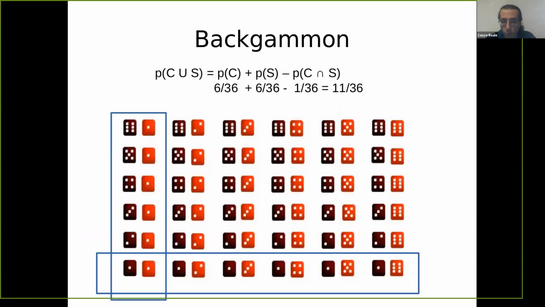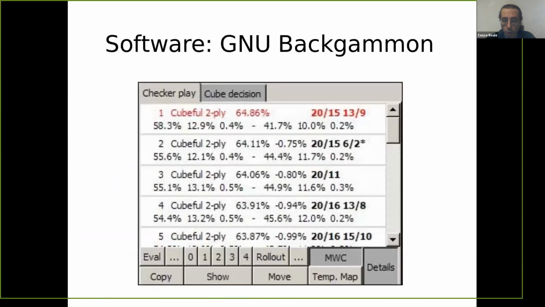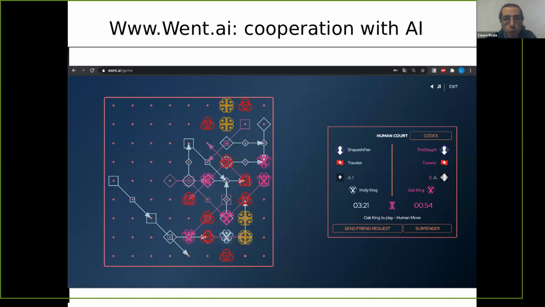Backgammon is also useful in order to analyze probabilities, and I want to suggest you to use GNU Backgammon. Today, with our modern technologies, we can see excellent analysis of probabilities, and so we can really learn to play much better. And I conclude with Wendt. That is a new startup here in Switzerland, where I am, that conceived new strategic games in which you are going to cooperate with artificial intelligence.